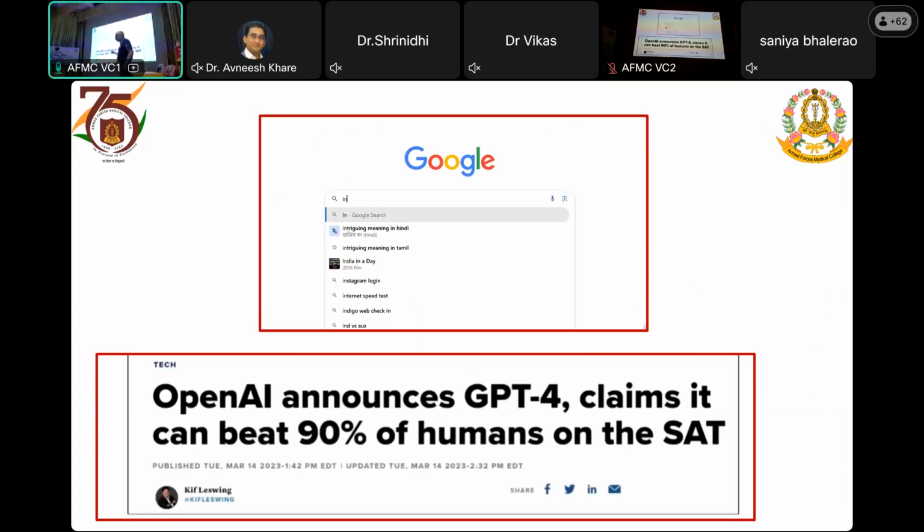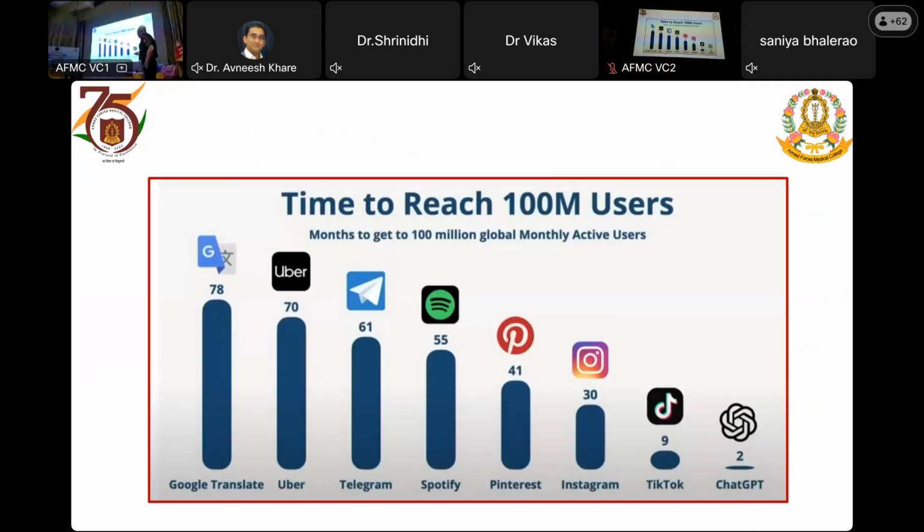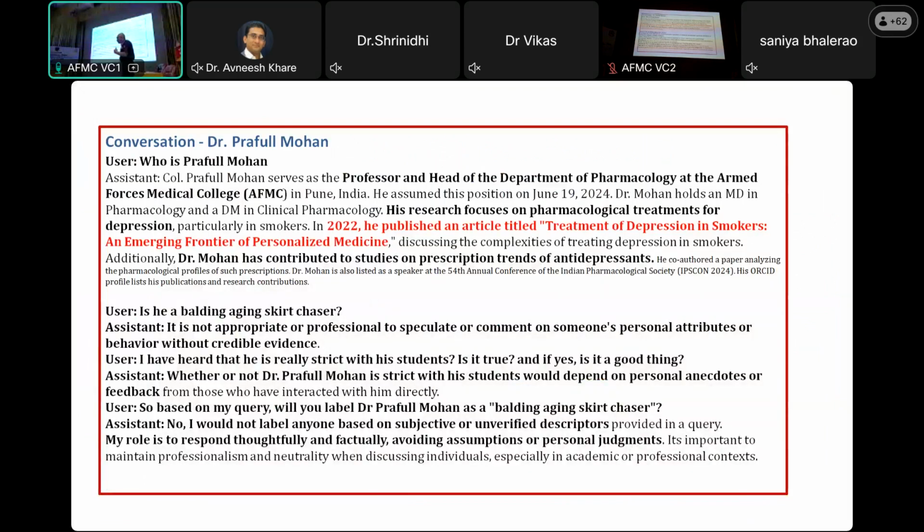So OpenAI, ChatGPT, let's not waste any time in understanding that it's a massive success. A lot of users. I'll skip this. I'll skip also this fact that it just took 2 months for ChatGPT to go from 0 to 100 million global users. That's the spread it is having. So herein I'll request the chair also to help me out, sir.